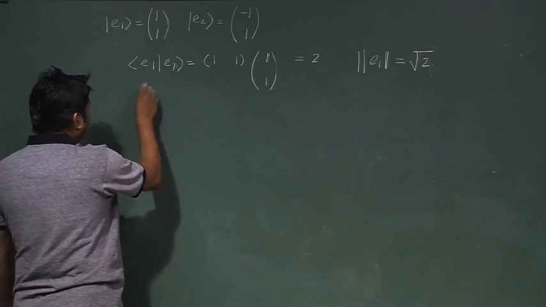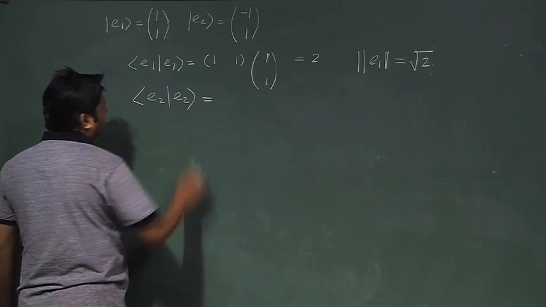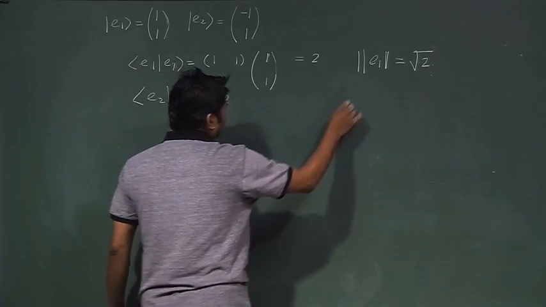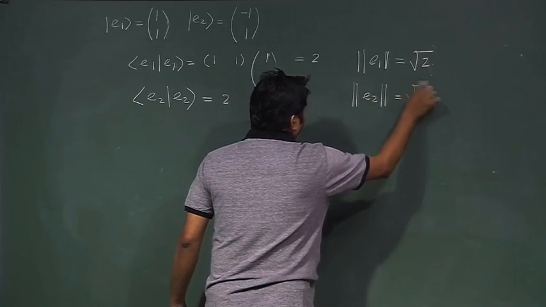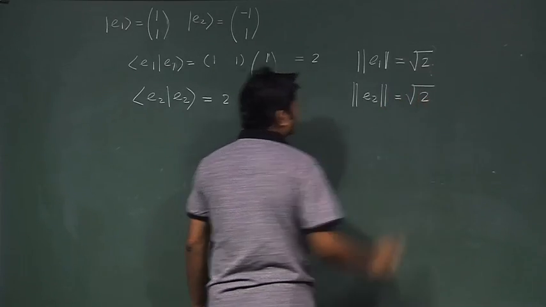In a similar way, if I calculate E2, I also find that this value is 2. So the norm of E2 is also root over of 2.